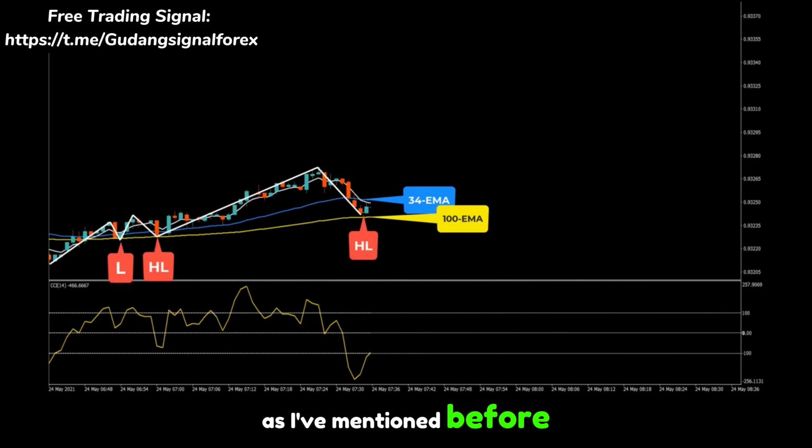As I've mentioned before, the 100-period EMA is one of the most widely used EMAs among professional analysts. That's why support and resistance levels based on the 100 EMA are so important. It reflects the collective sentiment of the most influential traders and institutions who drive the market.